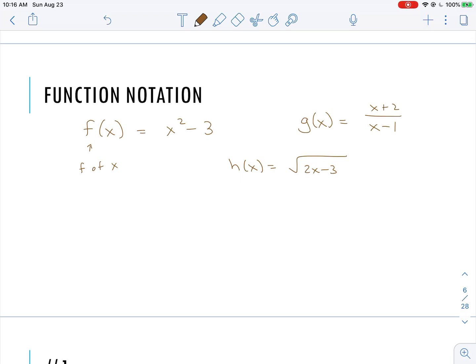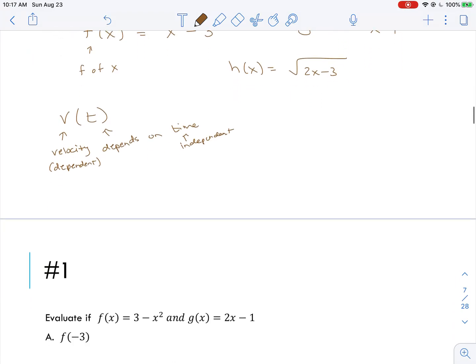It's more precise than just using y. So f of x, yes, you can just think of it as y, but it's more precise. It's telling you, especially if you think about it in terms of physics, if you had v of t, it's telling you that velocity depends on time. So it's telling you who's the independent and dependent variable. So velocity, since it depends on time, would be your dependent variable, and time would be your independent variable. So function notation is more specific than just using y equals. It's telling you who's the independent and dependent variable.